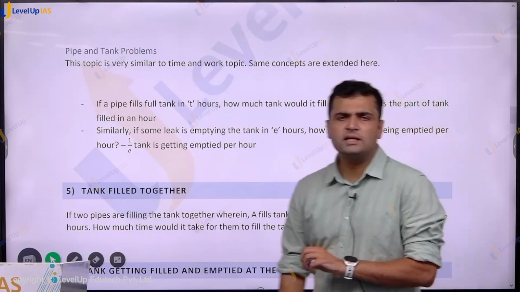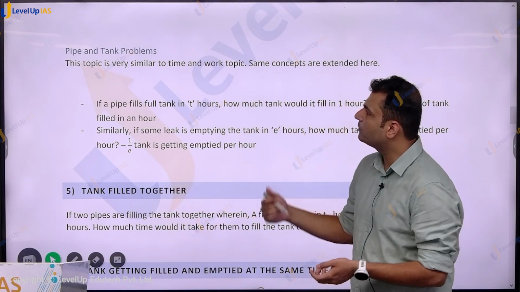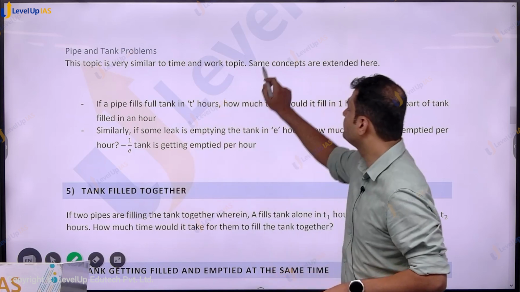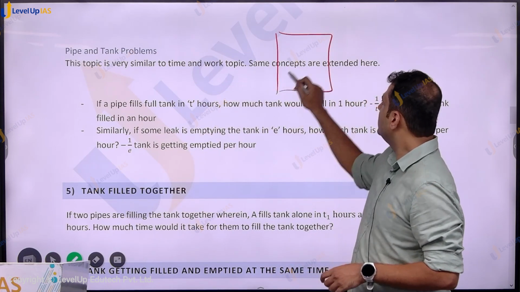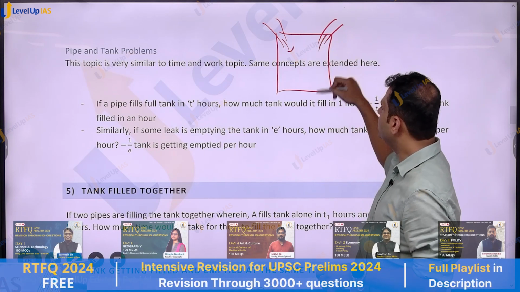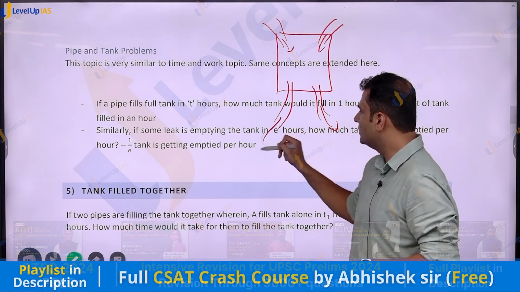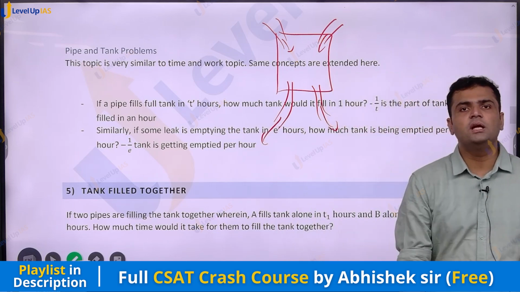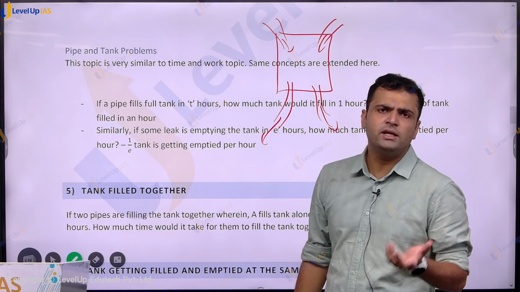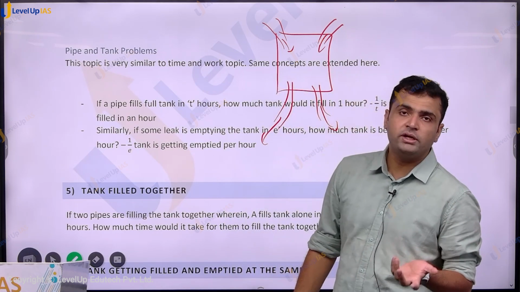Next, exactly similarly, exactly by the same method, we have to do this pipe and tank problems. So we are given a tank, and there are certain pipes that fill the water, and there are certain pipes or certain leaks in the tank, from which water is being leaked out, right? And the question generally is that if we start all of the pipes together, then how much time would it take to fill the tank?